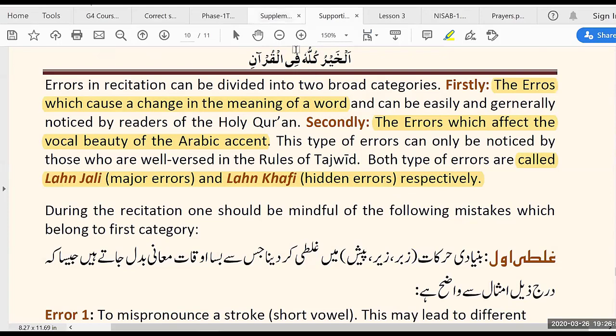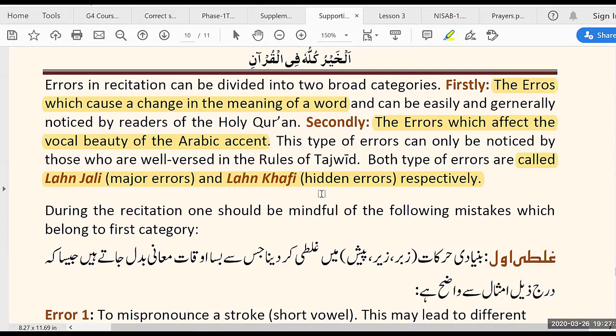Can the students raise their hand if you think you know the answer? Okay, can I request the ST to please pick a student? L227. Wa alaikum assalam wa rahmatullah. L227. Yes. I think it will be Lahne Khafi.